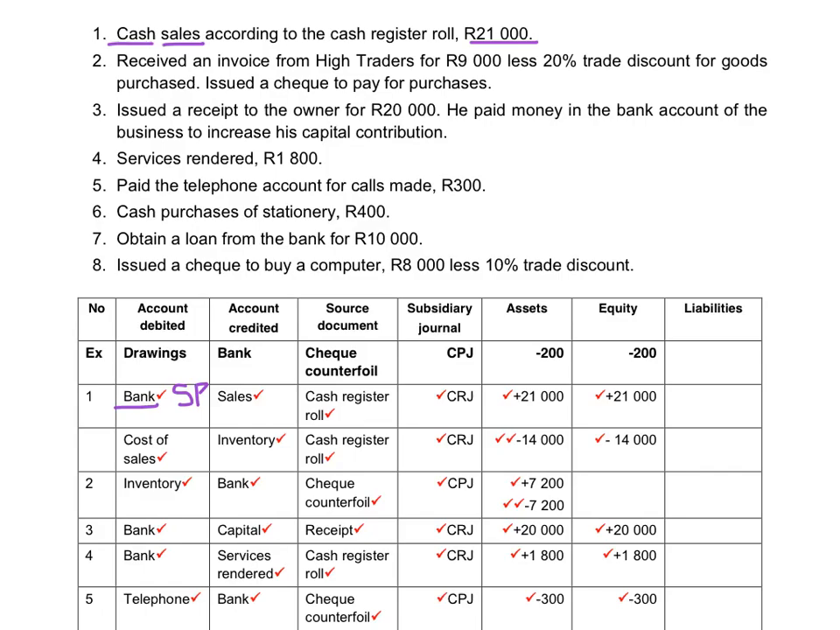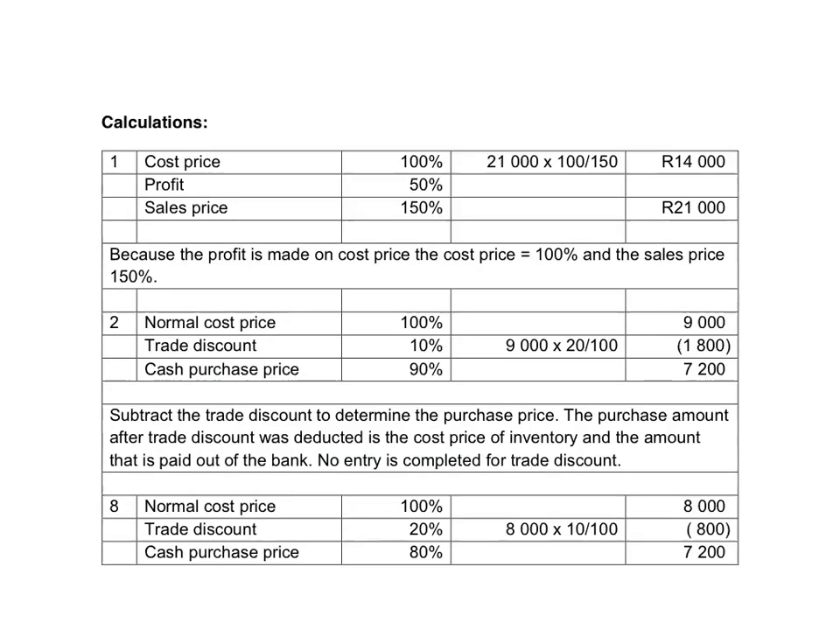Bank is an asset. Assets increase on the debit side, so assets increased with 21,000. Sales is an income. Income increases on the credit side. When we have income, the profit increases. Therefore, the owner will get a bigger profit, so equity will increase with 21,000. It is a cash register roll that was issued to the customers, and we use the duplicate in the cash register to complete the entries in the cash receipts journal.